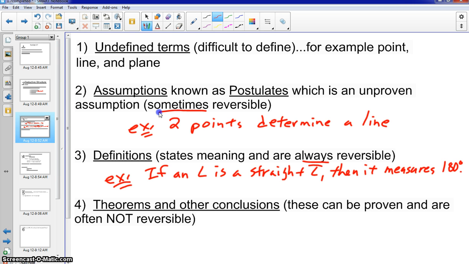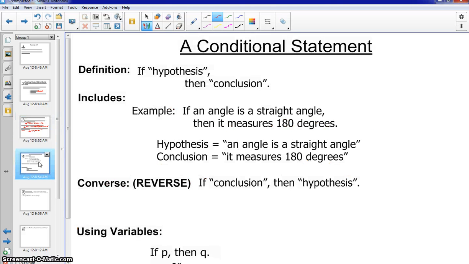And last but not least are theorems. Theorems can be proven, they are proven, and they are sometimes reversible, not always. An example of that could be Pythagorean theorem. As we discussed earlier in the chapter, these ideas we typically express in if-then format, or in other words, conditional statements. So using the if-then format, the if portion would be the hypothesis, the then portion would be the conclusion.